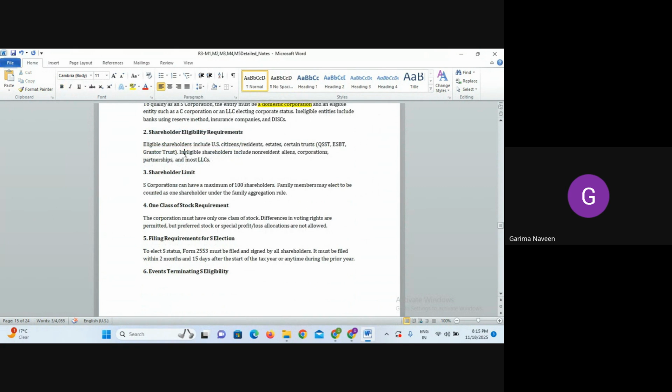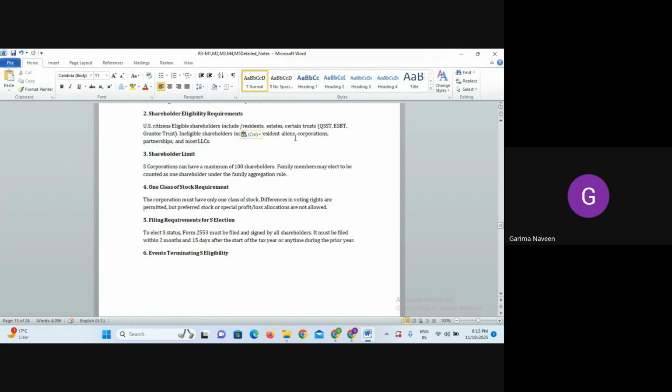Shareholder eligibility requirement: all the shareholders should be residents of the US. For individual shareholders, certain estates and trusts can also be a part of S corporation, like ESBT, QSST, grantor trust, but a C corporation, partnership, or LLCs are not allowed to be a part of S corporation. Shareholders should be up to 100 in number. If you have an excess of shareholders, then it will not be considered as S corporation.